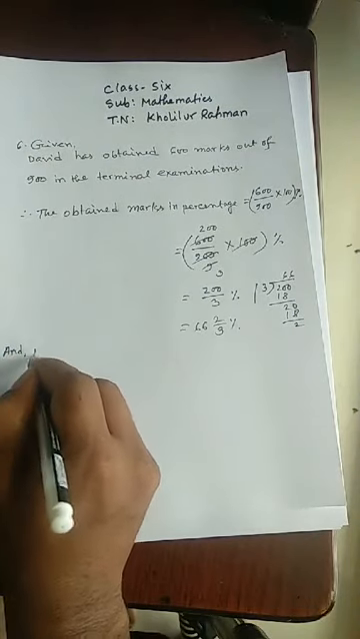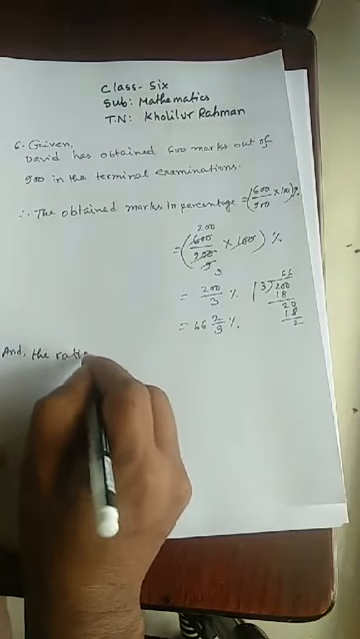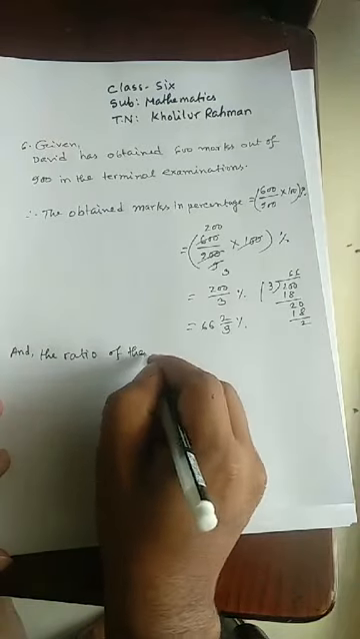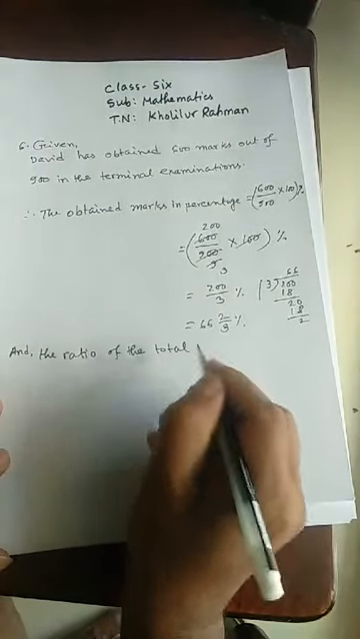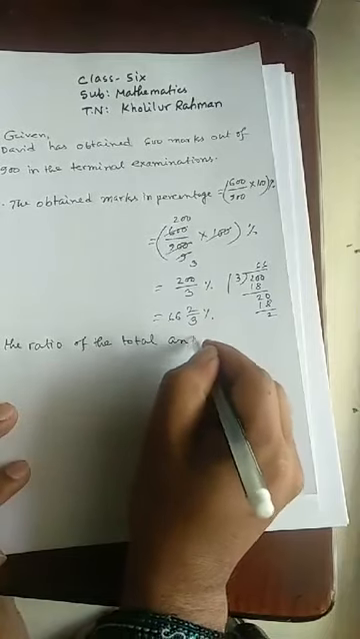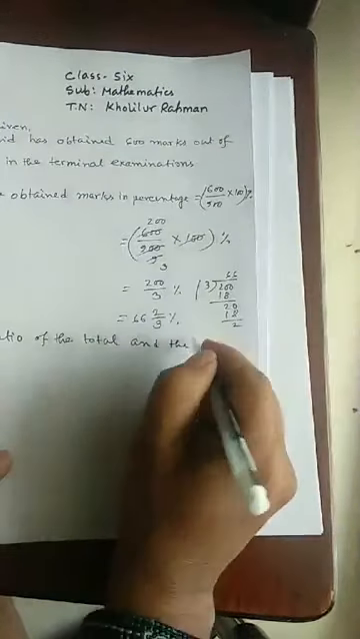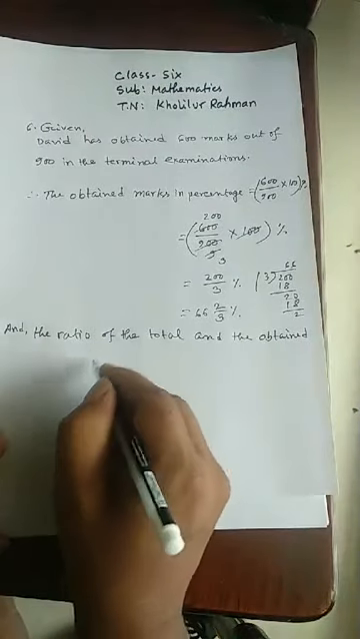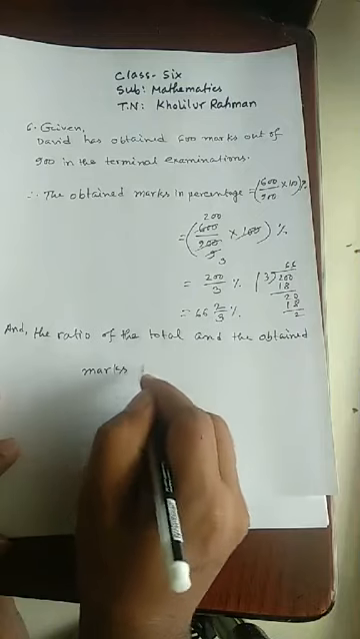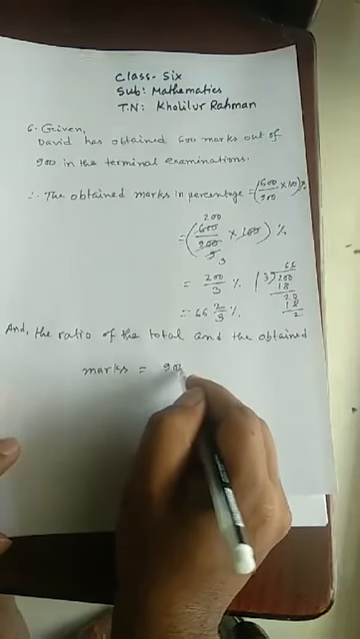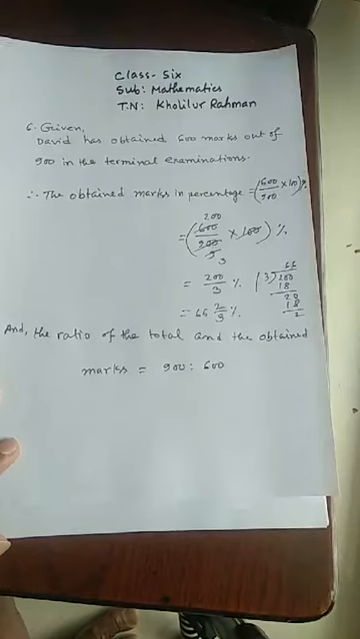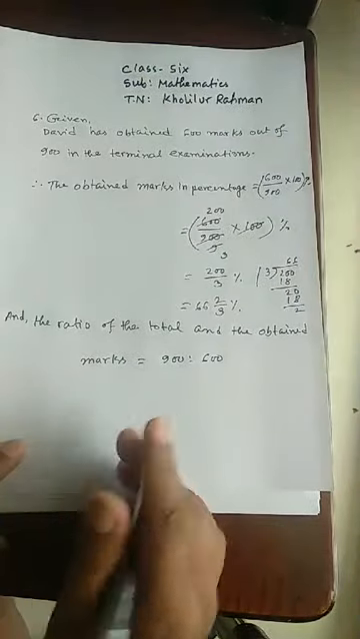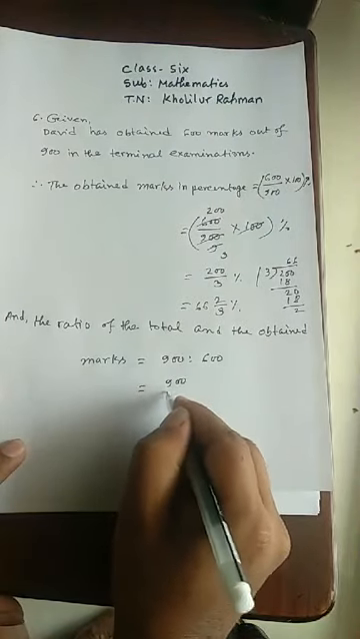And the ratio of the total and the obtained marks equals to total 900 and obtained marks 600. So at first you may write it as fraction 900 by 600.